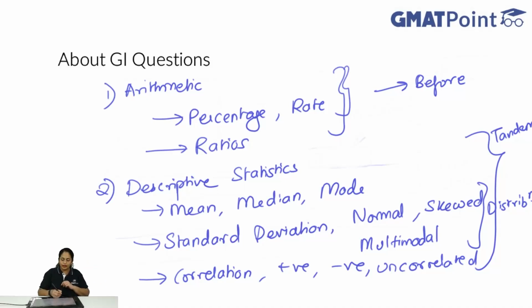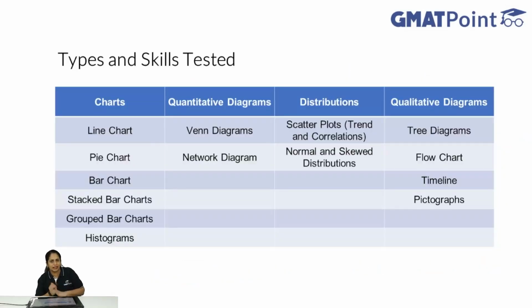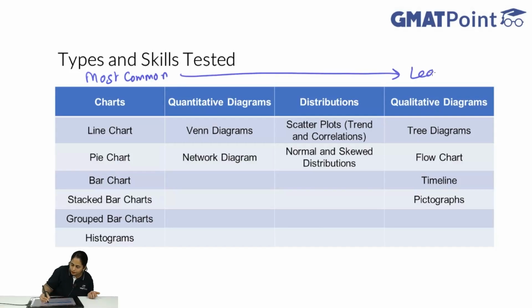So let us take a look at the types of GI questions that come, and the skills tested in each of them. I have tried to split them up according to the different types that come. One is charts, one is quantitative diagrams, one is distributions, one is qualitative diagrams. We will be putting these as different parts of the course. We will take charts first, because they are the most commonly asked GI questions. This is ordered from most common to least common.